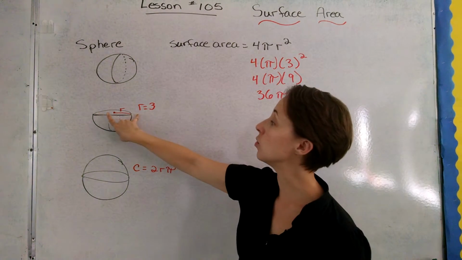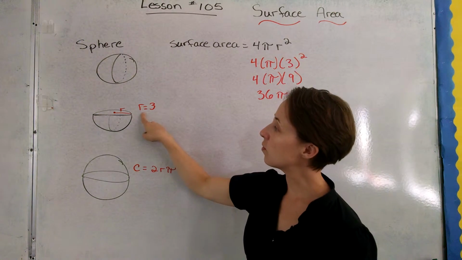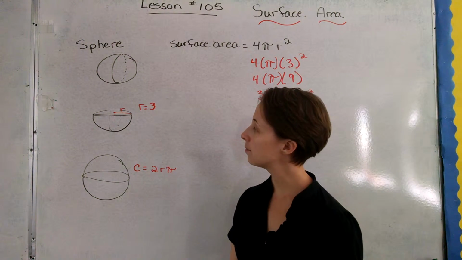So you might divide by 2 to find the radius. In this case, our radius is 3. It's already given to us.